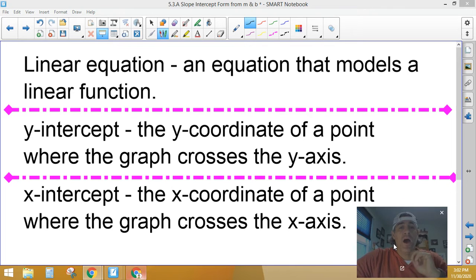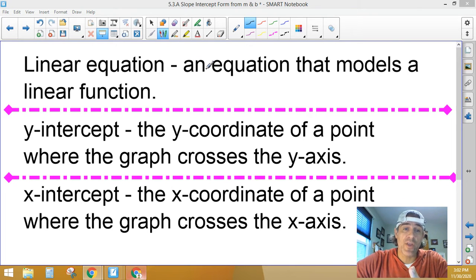Moving on. A linear equation is an equation that models a linear function. So if it's a linear function, you can make it into an equation, and therefore it is a linear equation.